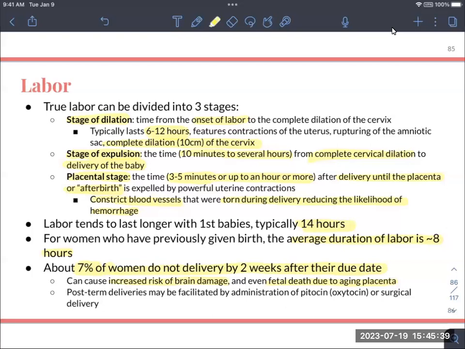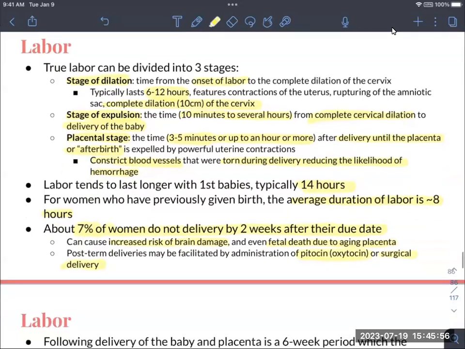They use Pitocin or oxytocin to try to cause these uterine contractions to start to happen, to start this labor process. If that doesn't work, surgical delivery, a C-section may occur.